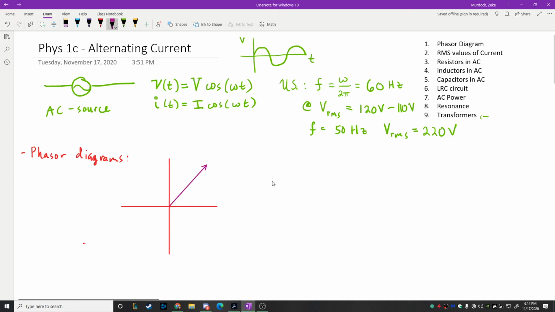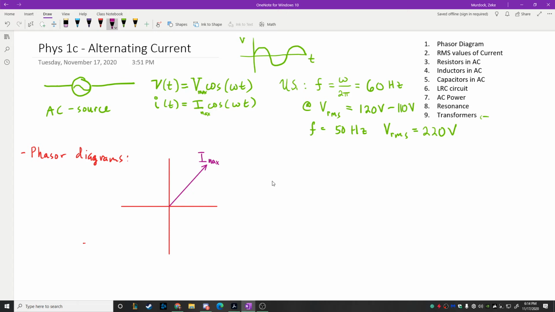Okay, so this is the idea. The length of my arrow here, I'm going to say is I. And just to be more clear about what I mean by this, let's indicate that we're going to call this I max, and we're going to call this V max right here. So let's go ahead and indicate that this is the maximum value that my current can have.